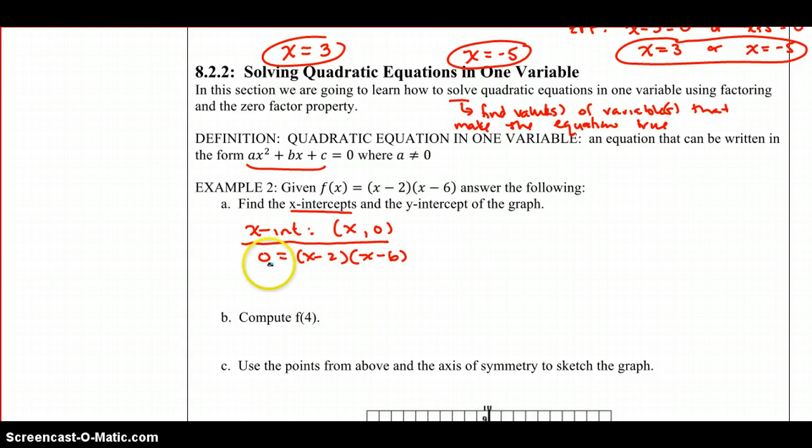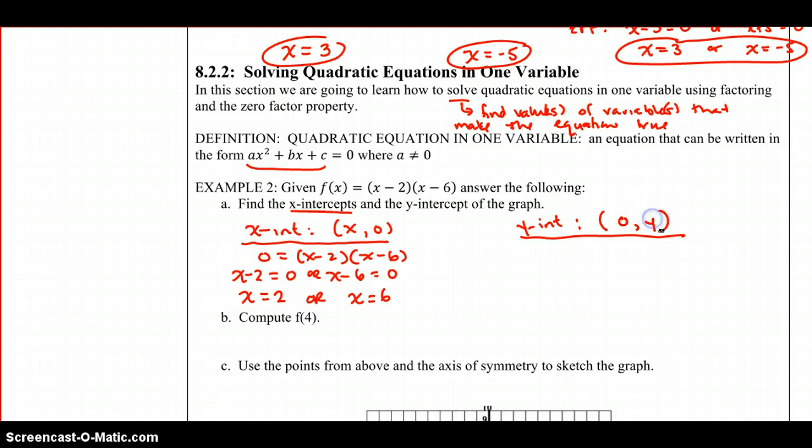And again, we've got a product of two things equal to 0. So one of these factors has to be 0. So either x is 2, or if we add 6 to both sides, x is equal to 6. And if we're looking for our y-intercepts, we'll put these together as some ordered pairs here in a second.